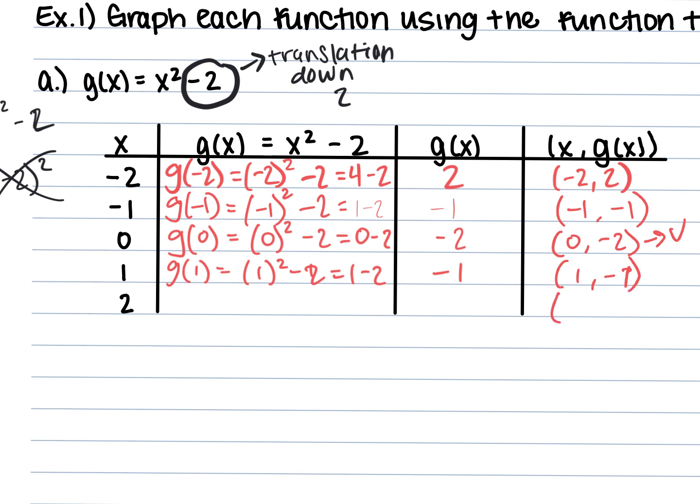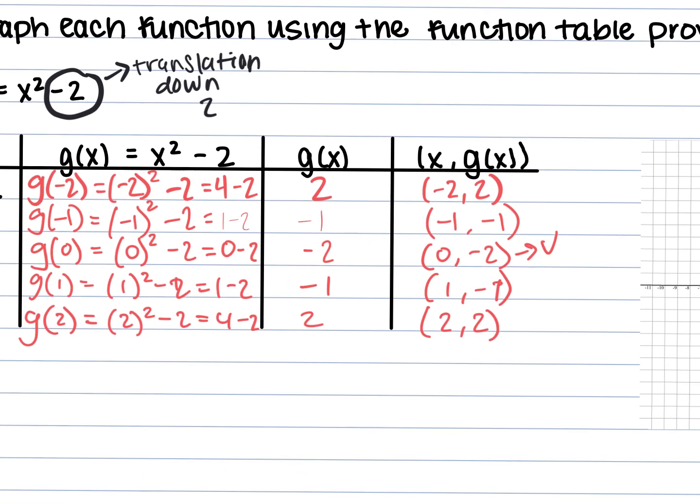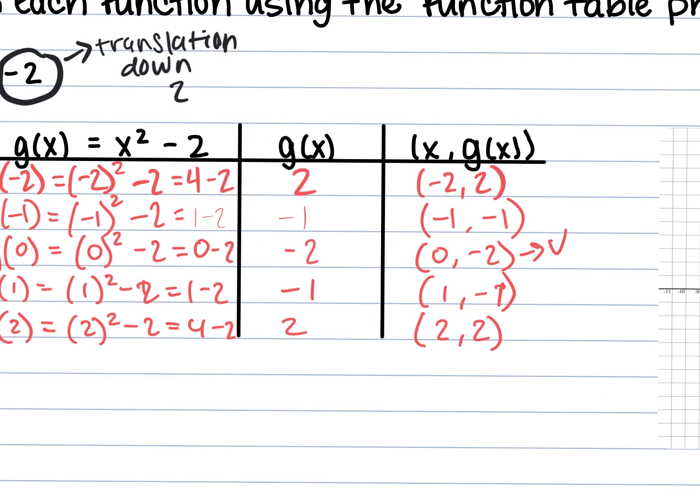Mia? 2, comma, 2. +2. Let's walk through this one. When we plug in 2, we're going to get 2 squared minus 2. That should be 4 minus 2, which is +2. Okay? Mia, what was your mistake, so we can learn from it? I just wrote it incorrectly. Okay.